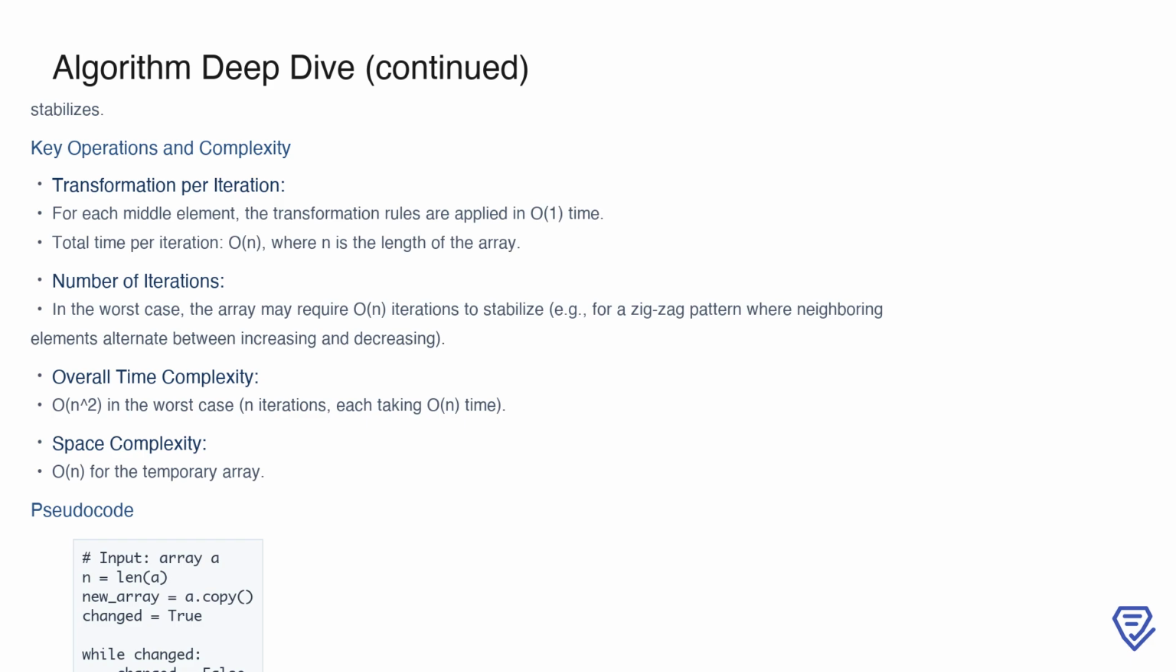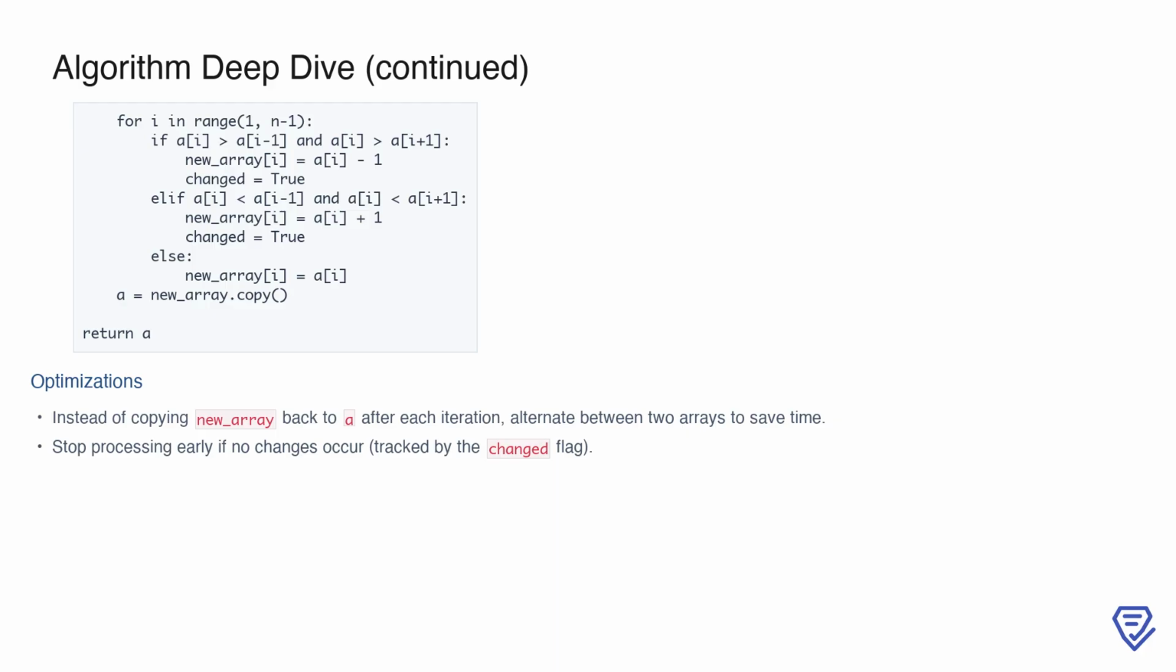We initialize the length of the array, create a copy for new_array, and set the changed flag to true. The while loop runs as long as changed is true, ensuring that we continue transforming the array until it stabilizes. Within the loop, we iterate through the middle elements of the array. For each element, we check if it's greater than both its neighbors.